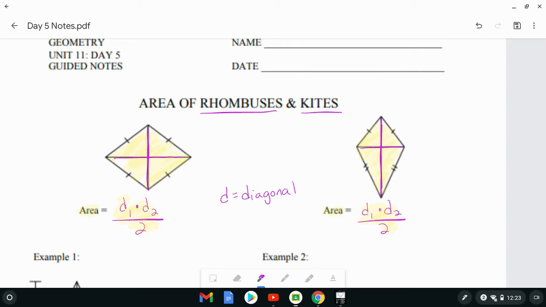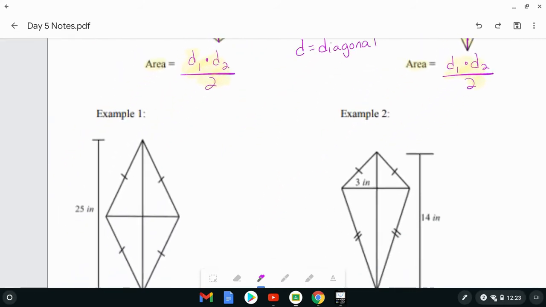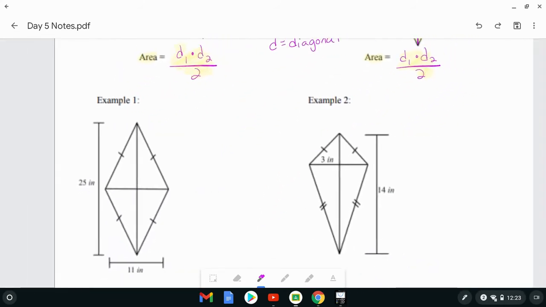So we know our properties. Rhombuses, remember, have 4 congruent sides. Kites have 2 sets of congruent sides. So just a little reminder there. Let's take a look at example 1. Let's go ahead and apply the formula, again, D1 times D2 all over 2.